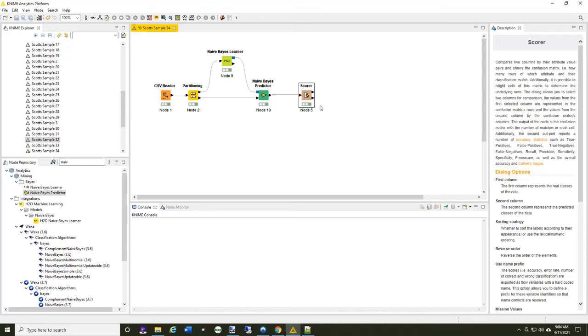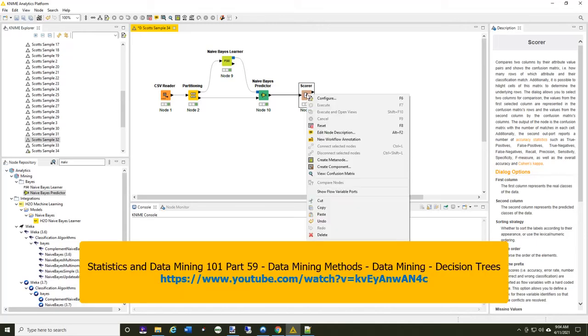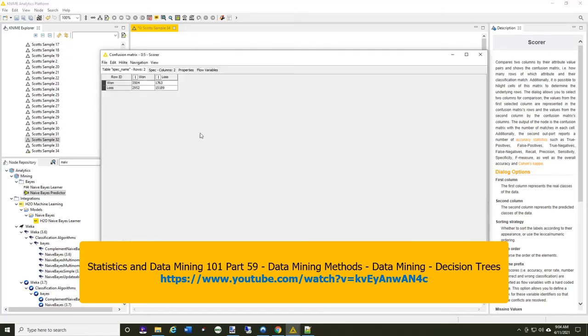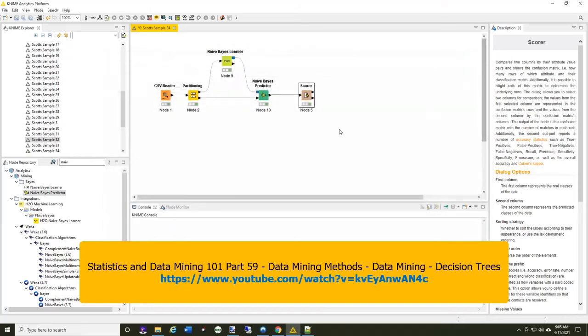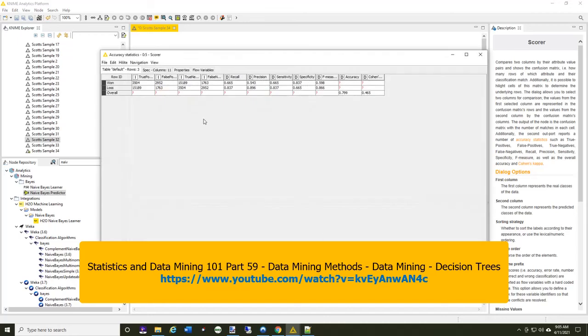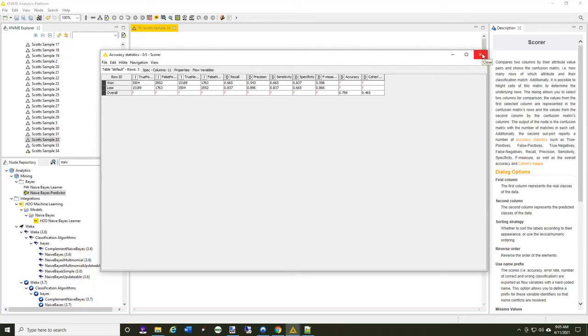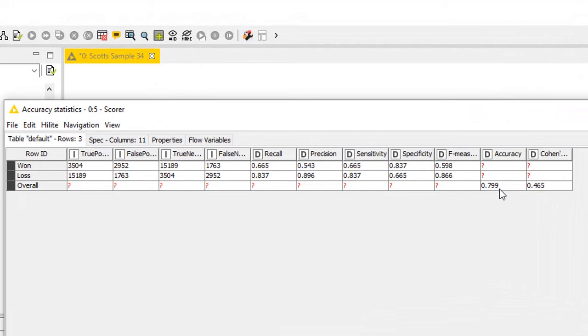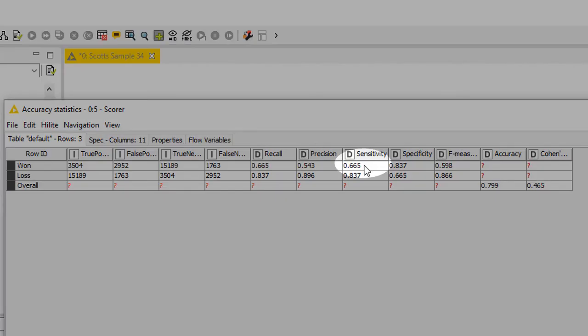So if you want to understand scoring in more detail, go to chapter 59 on decision trees, and I explain in great detail what this confusion matrix is, how to interpret it, and how to understand if you're getting good results. And also the accuracy statistics. I walk through all of those so we understand the true positives, false positives, recall, precision, sensitivity, accuracy of the model, and so on. So what you can see here, by the way, is the accuracy is almost up at 80%. And my sensitivity for wins is actually at 66%.